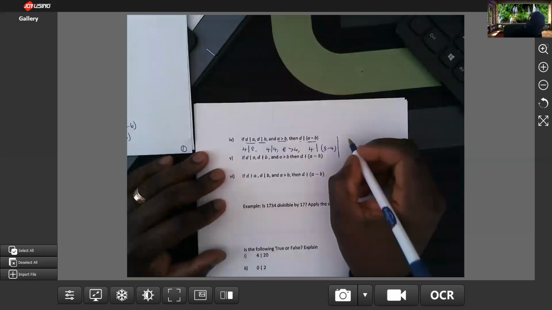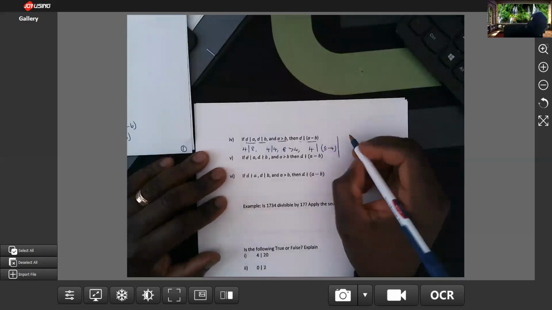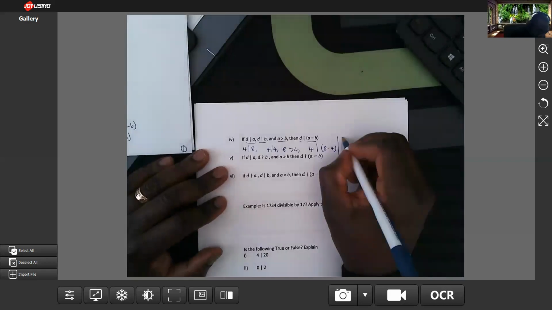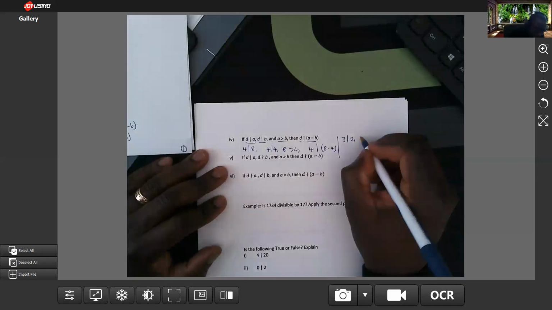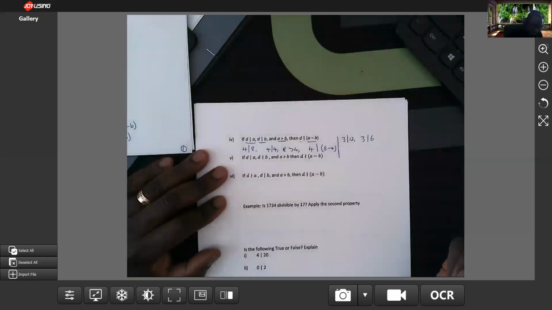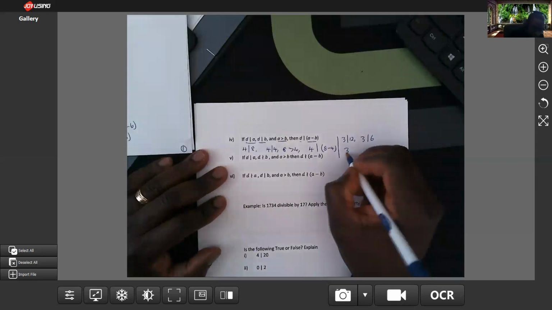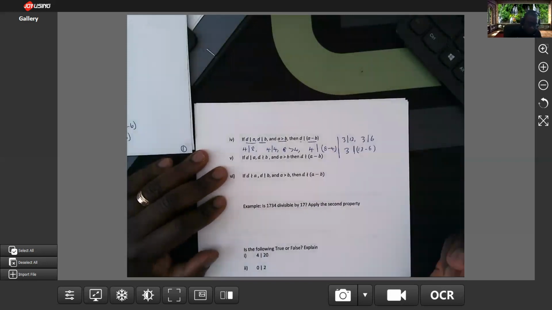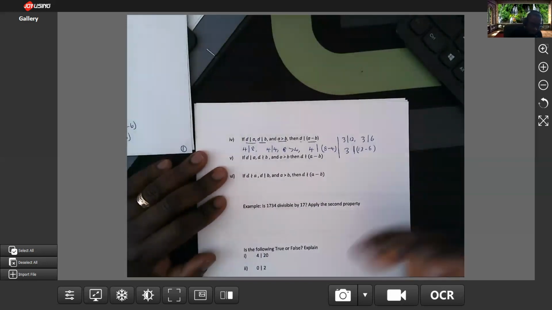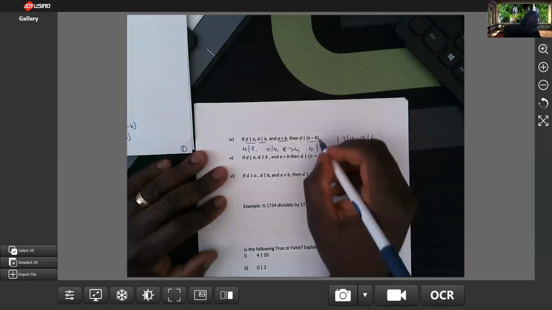Okay, let's give another example. Let's say that 3 divides 12. That is true. And also 3 divides 6. And of course, will 3 divide the difference between 12 and 6? 12 minus 6 is 6, and 3 divides 6. So that is why we have this property.